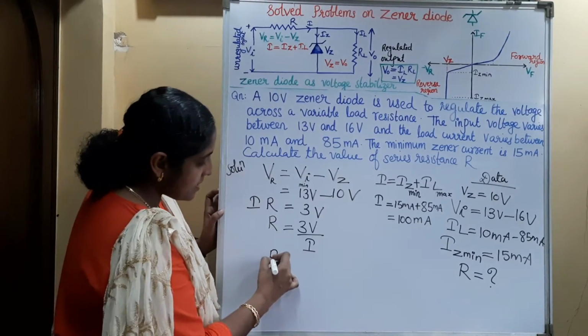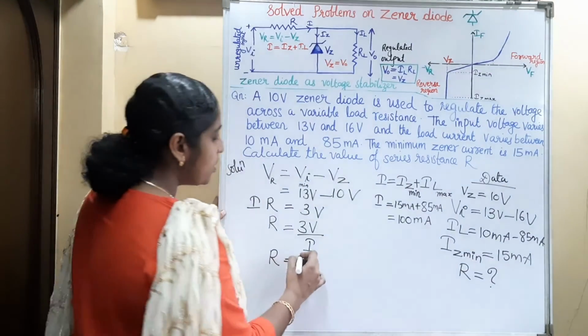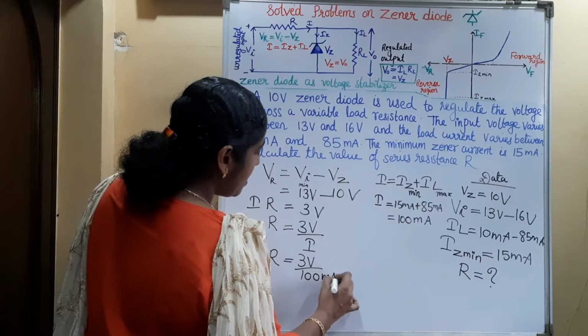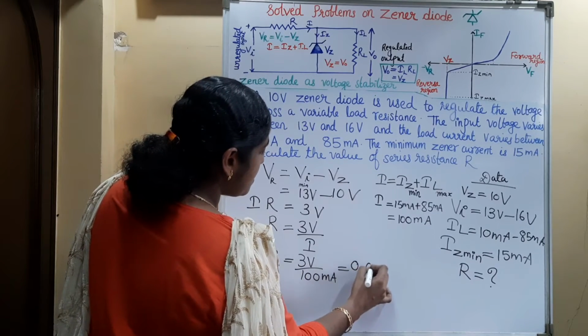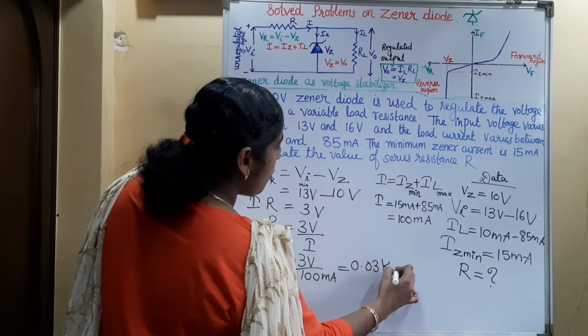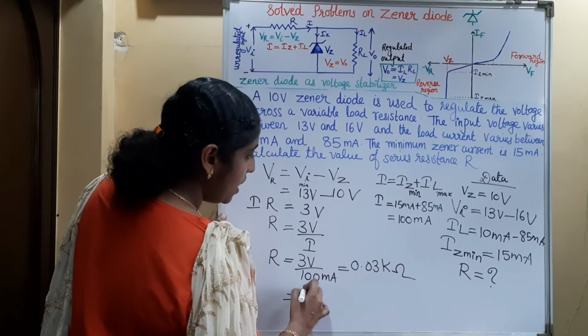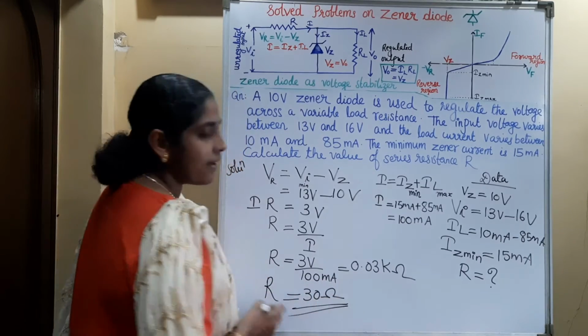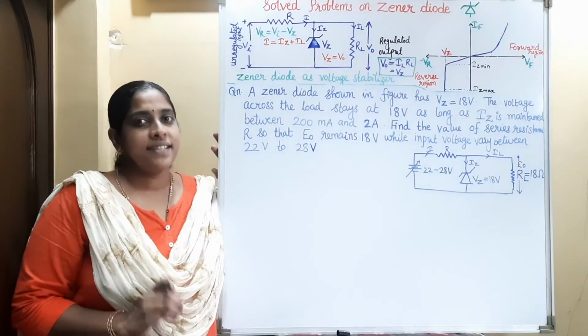So the series resistance R is equal to 3 volt divided by 100 milliampere, that is equal to 0.03 kilo ohm, that is equal to 30 ohm. So what is the value of series resistance required? That is 30 ohm. See the next question.